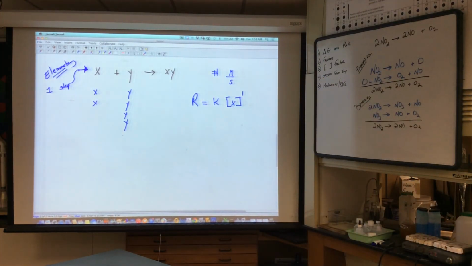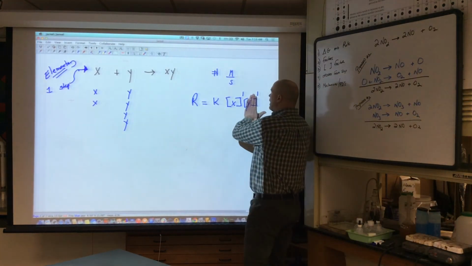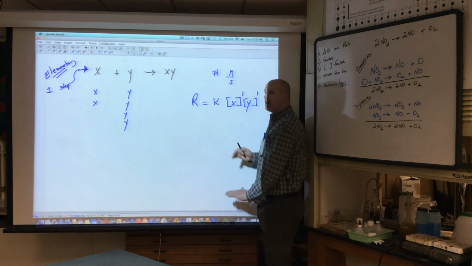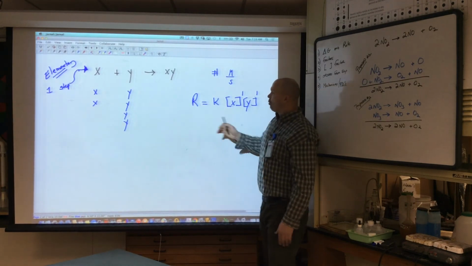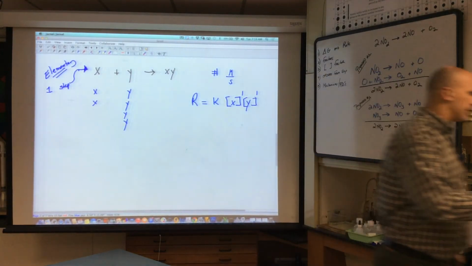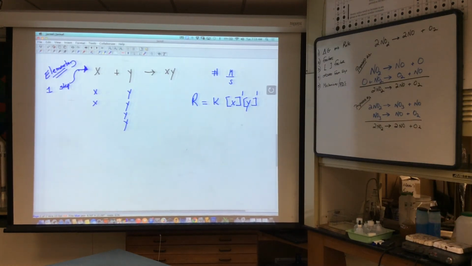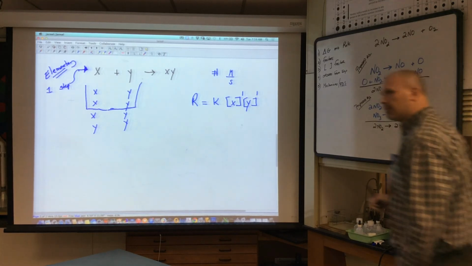So what order do you think Y is with respect to X? Y is also first order. Okay, what does that mean? Whatever you do to Y, keeping X constant, you do to the rate. Now, what if I double both of them? If I double X and I double Y from initial conditions, this was the initial condition, what do you think is going to happen to the rate?